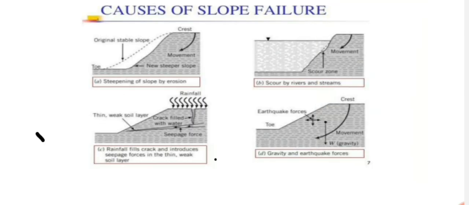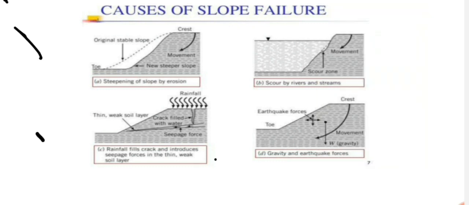Next is thin rainfall, or during rainfall, the same is the case. The third one I have said, rainfall fills cracks and introduces seepage forces in the thin weak soil layer. So same as what I have said just now. Then gravity and earthquake forces. Gravity is due to the weight of the soil itself. So this weight of the soil, let it be gamma h and all. Now the soil in itself has got some shear strength. So if this shear strength is overcome by the weight, then there can happen a landslide.